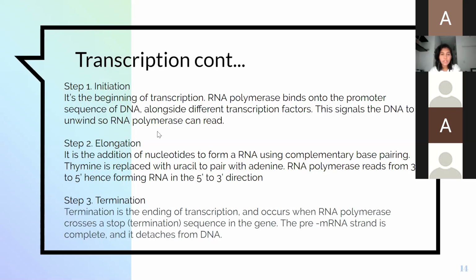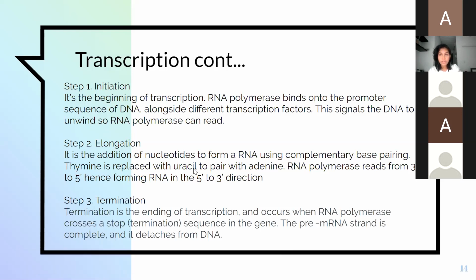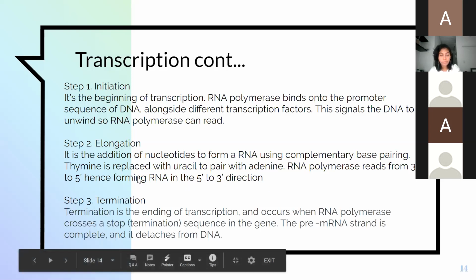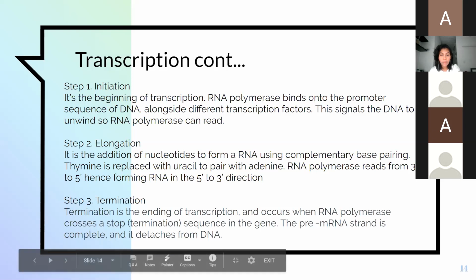And then step 2 is elongation, which is self-explanatory. It is just the addition of nucleotides to form the mRNA or the RNA strand alongside complementary base pairing. Since in RNA thymine is not there, it is replaced with uracil to pair with adenine. RNA polymerase reads from 3' to 5' and hence forms RNA from 5' to 3'. This elongation happens until we meet a nucleotide sequence which codes for termination. Termination is just the ending of transcription.